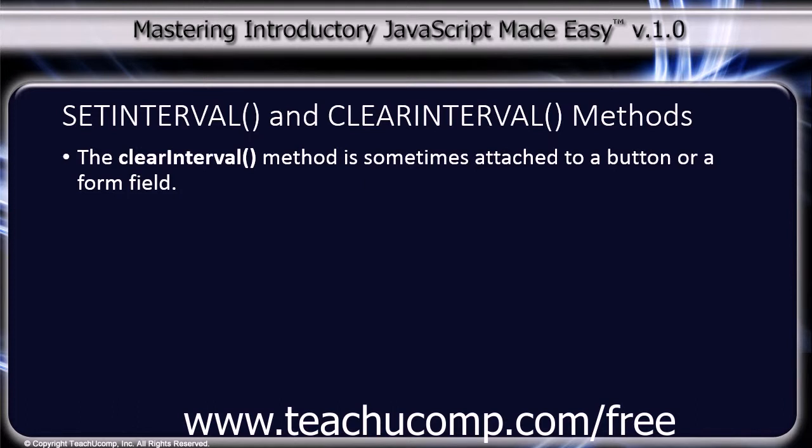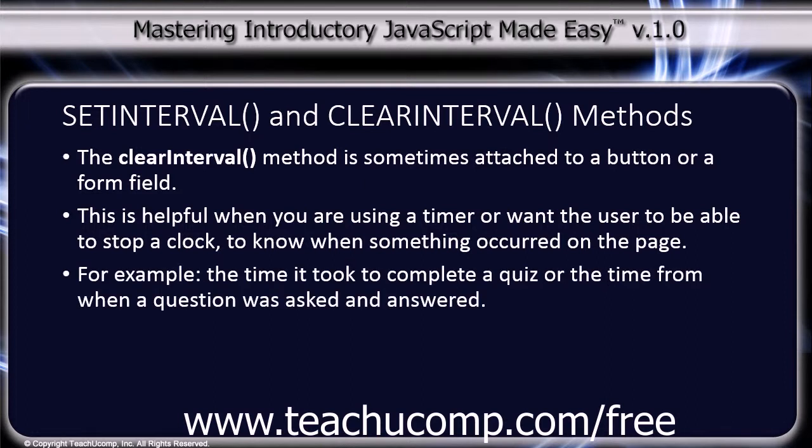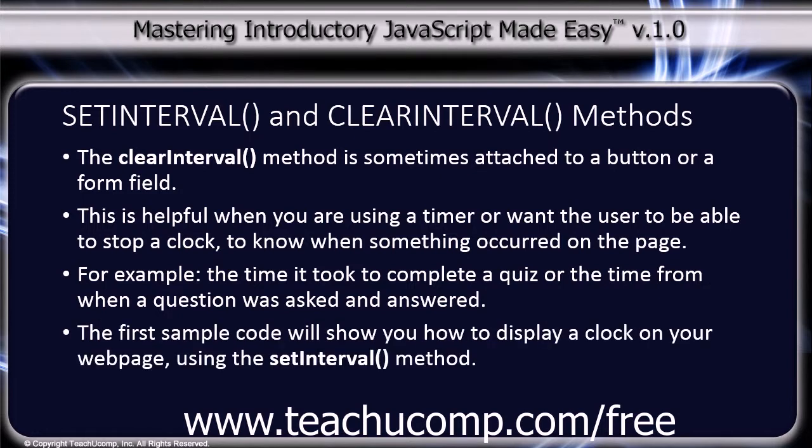The clearInterval method is sometimes attached to a button or a form field. This is helpful when you are using a timer or want the user to be able to stop a clock to know exactly when something occurred on the page. For example, the time it took to complete a quiz, or the time when a question was asked and answered. The first sample code will show you how to display a clock on your web page using the setInterval method.